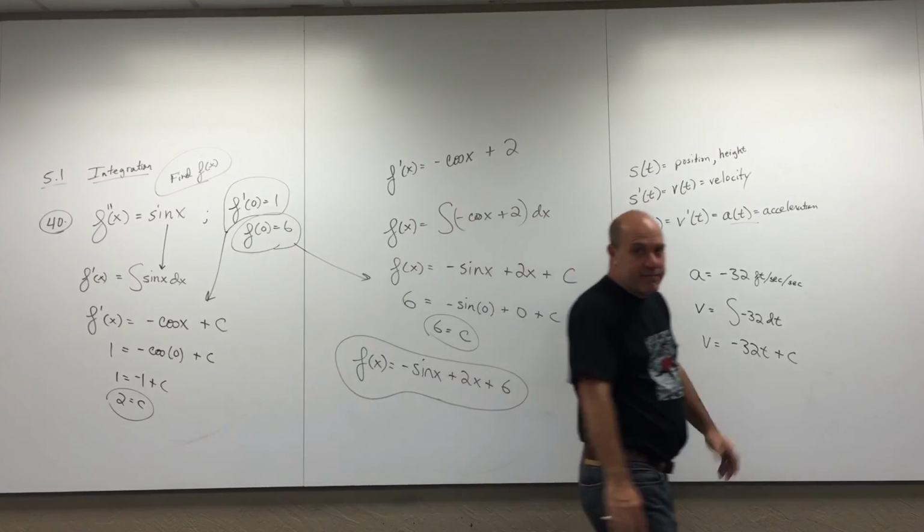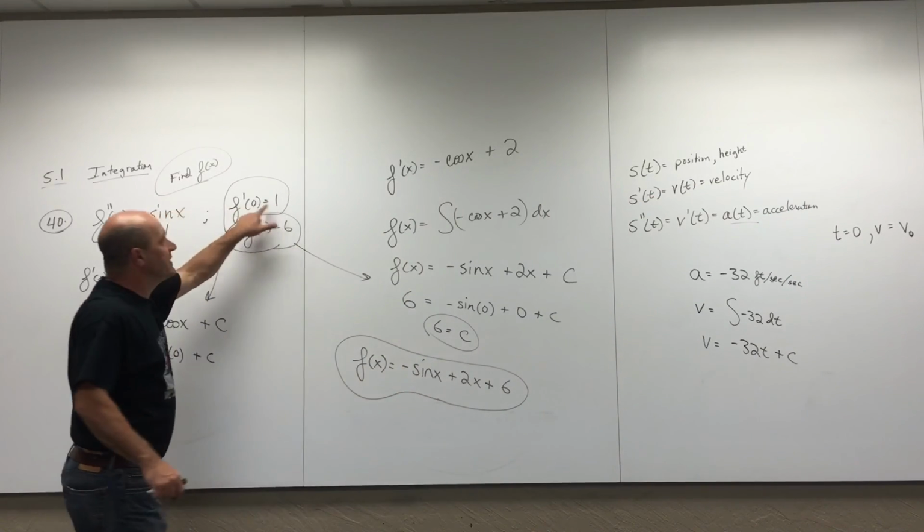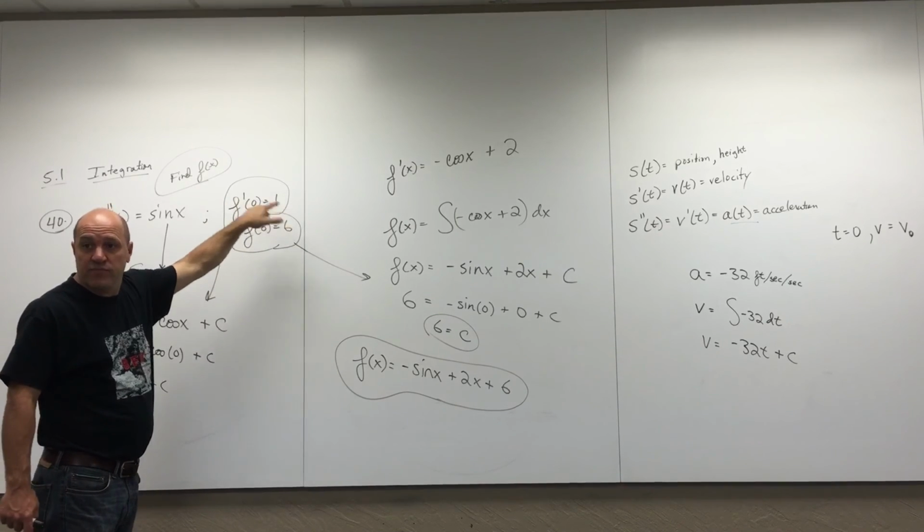If I talk like a math teacher or a physics teacher, I talk in general, without numbers. When time was zero, my velocity was V naught, V subscript zero, the initial velocity. It could be a number, or I can call it V naught. So at time equals zero, this is my velocity. That's a piece of information that will help you find C, just like when x is this, the derivative is this.